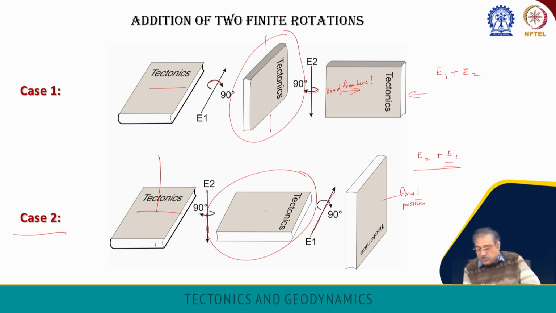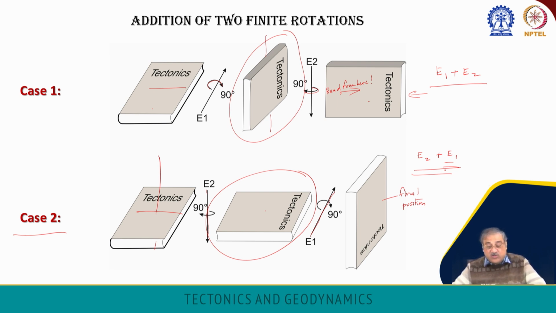This is the final position in case 2. As you can see, when I've rotated it, the orientation of the book is now very different from what it was here. So although I started with the same initial stage, when I rotate the book, I find that the final stages are not the same. The final position that I get after adding the rotations E1 and E2 is not the same as the final position that I get when I add E2 to E1, right? So the sequence is reversed, and the end products in case 1 and case 2 are different.